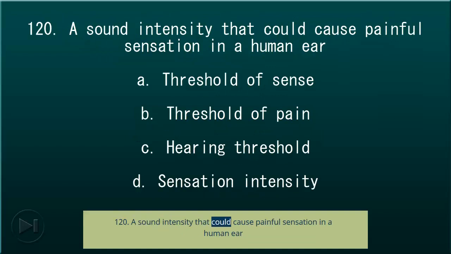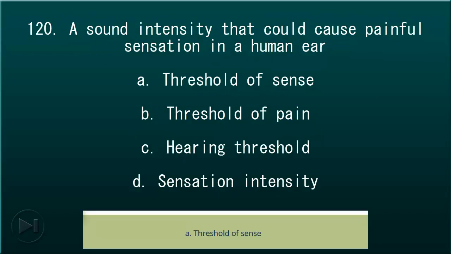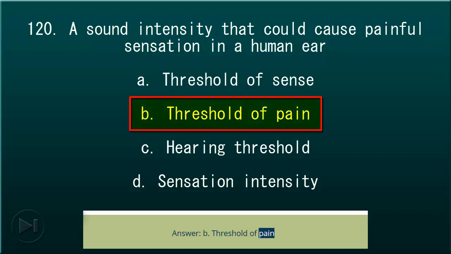120. A sound intensity that could cause painful sensation in a human ear. A. Threshold of sense. B. Threshold of pain. C. Hearing threshold. D. Sensation intensity. Answer: B. Threshold of pain.